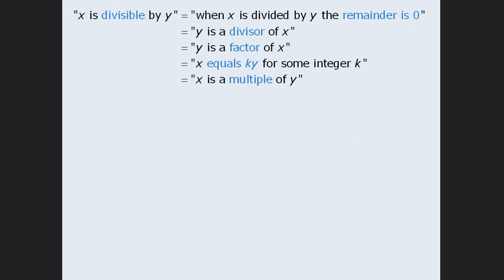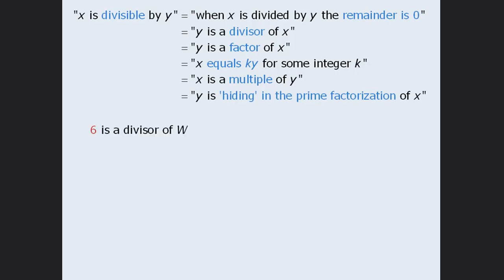Now, in an earlier lesson, we saw that there are several different ways to say that one number is divisible by another number. We'll now add another line to this list. If x is divisible by y, it must be the case that y is hiding somewhere within the prime factorization of x. So, for example, if we are told that 6 is a divisor of w, we know that the prime factorization of w must have a 6 hiding somewhere.